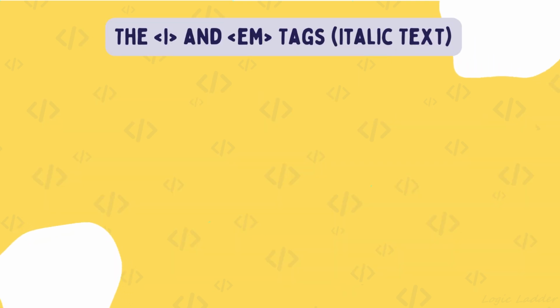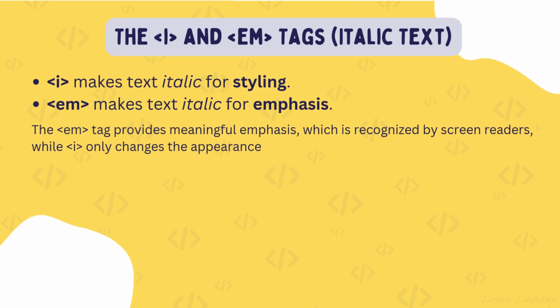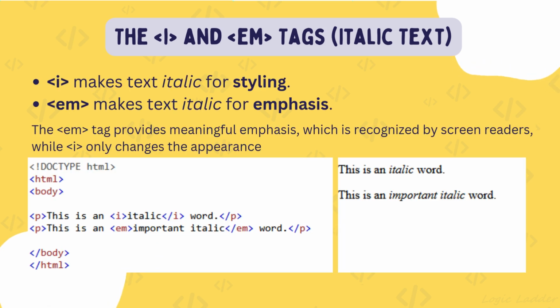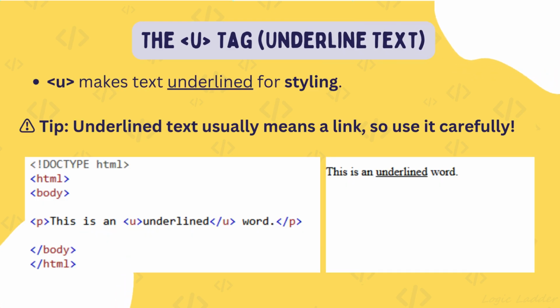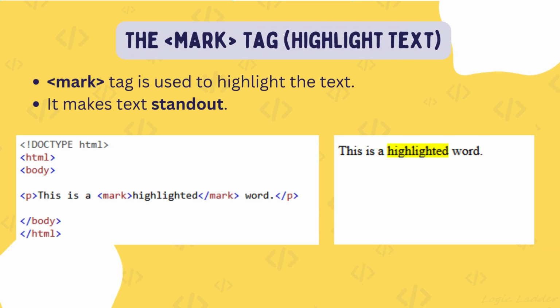Want to make text italic? Use the I or EM tag. The EM tag provides meaningful emphasis, which is recognized by screen readers, while I only changes the appearance. Want to underline text? Use the U tag. But remember, it can be interpreted as a link, so use it carefully. Want to highlight text? Use the mark tag. It will make your text stand out.